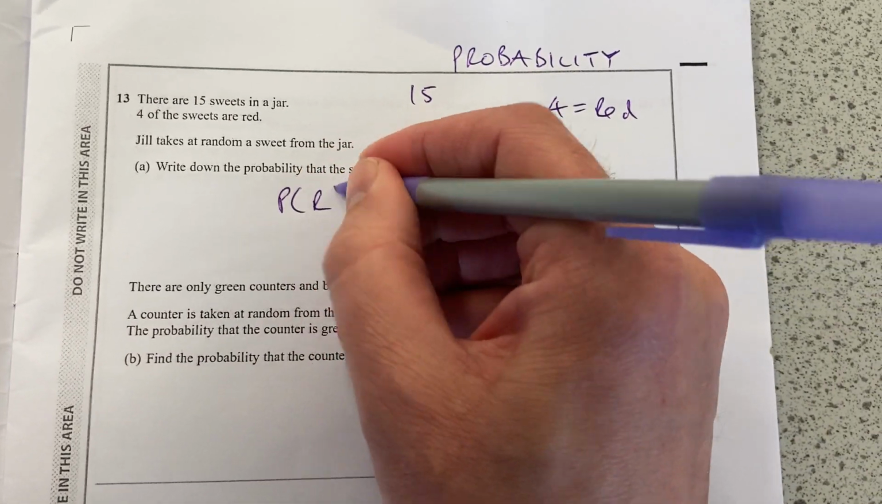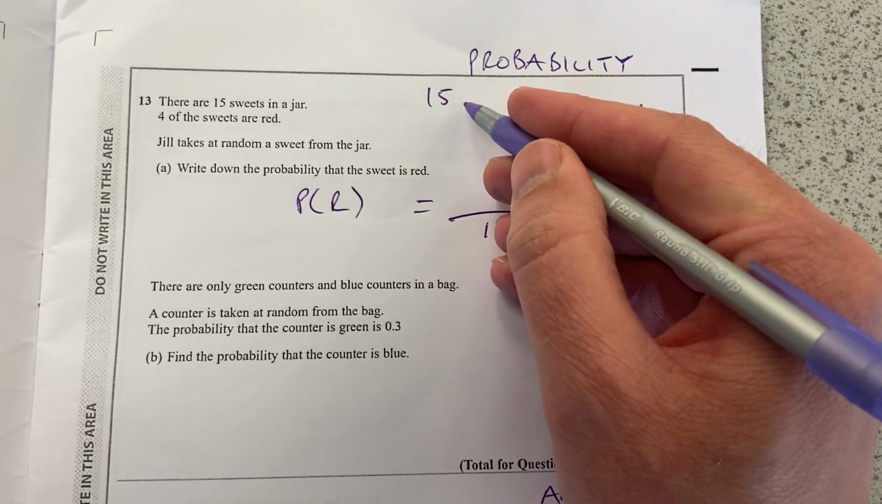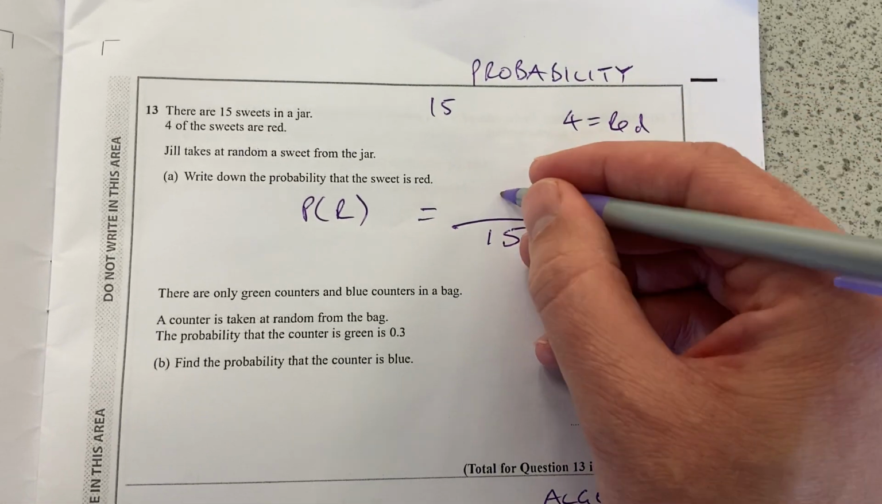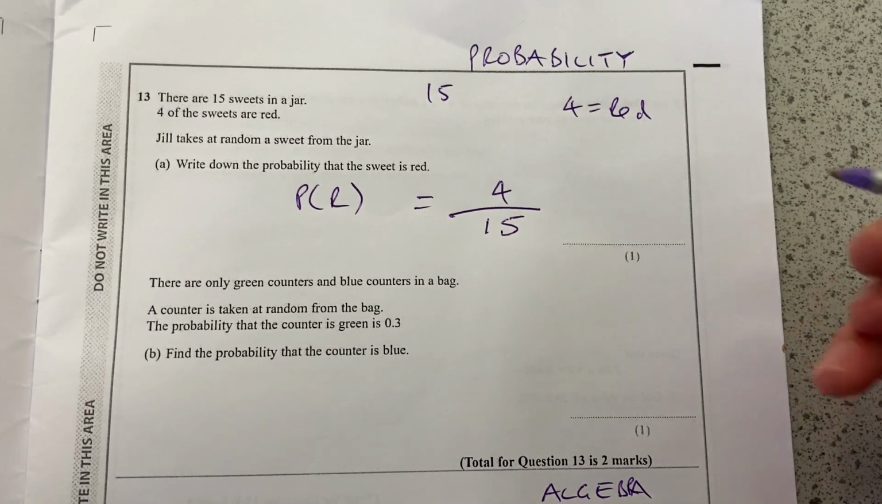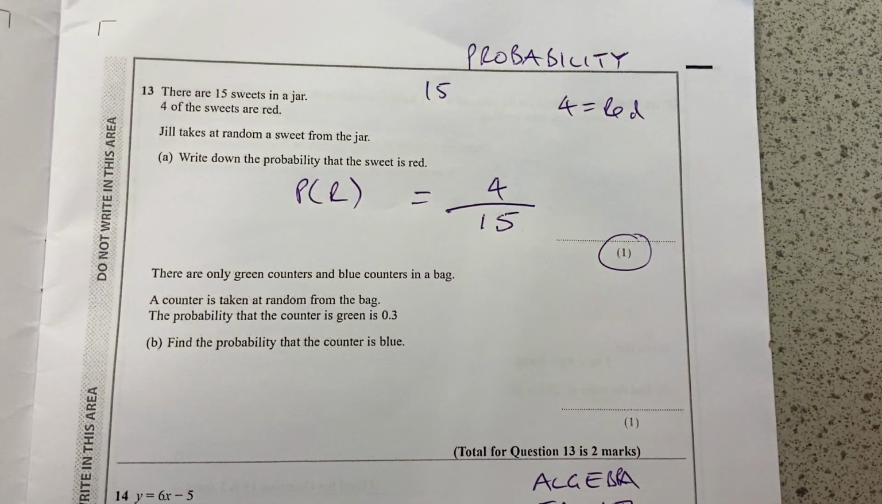So looking for the probability that the sweet is red. The denominator is the total. In this case, it's 15. And the numerator is going to be how many are red, and it'll be 4. So 4 out of 15 are red. I can't simplify that any further because there's no common factors. And that should give you that 1 mark.